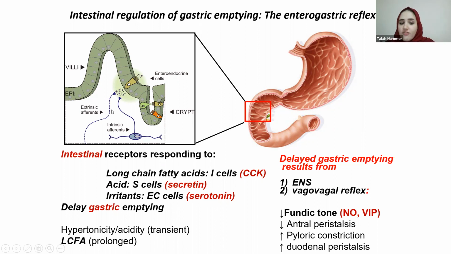And we said both of them will activate what? They will activate the vagal nerve, and the vagal nerve will act here and cause decreased tone. It will decrease the peristalsis, so the antrum is not going to contract anymore. The pylorus will constrict, and the duodenum is going to contract. Okay, is this clear?